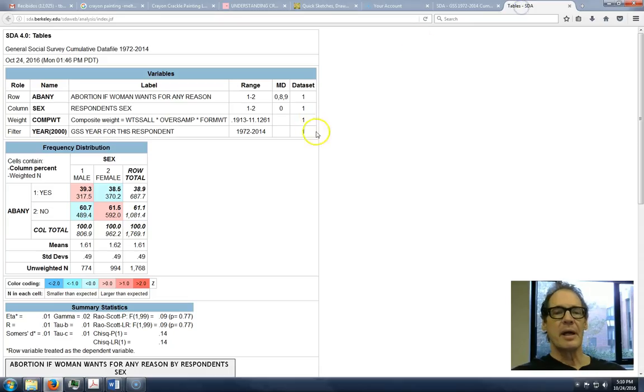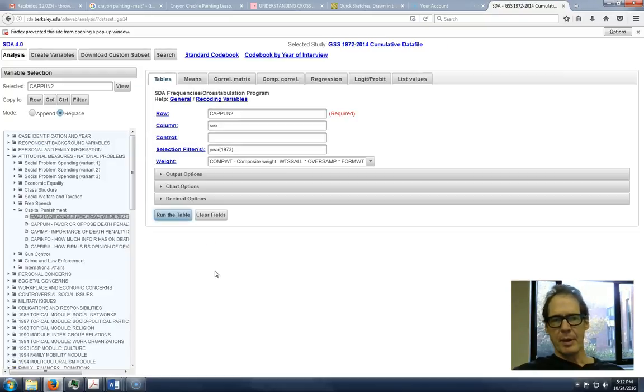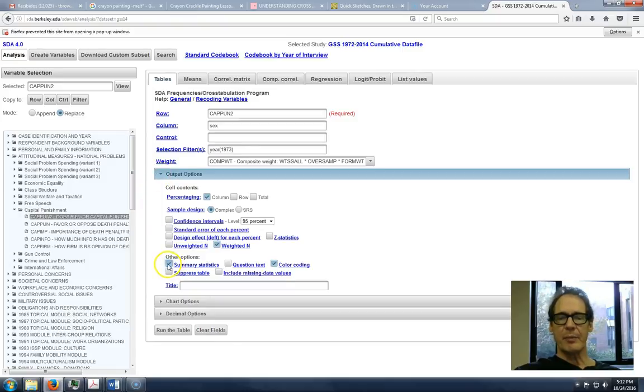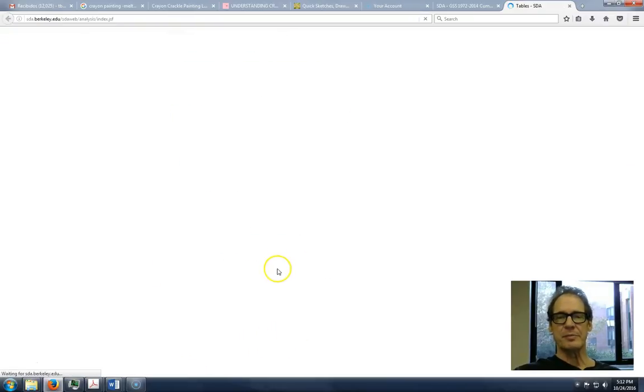So let's look at this table. Let's assume, well, this is not statistically significant, so let's use another example. I'm going to go back to the example looking at attitudes towards capital punishment and how they vary by sex. This question was only asked in the years 1972 and 73. I put a selection filter here to select out only the year 1973. In output options, remember you want to have the checkbox checked where it says summary statistics, so we get our p-values. Go ahead and run the table.